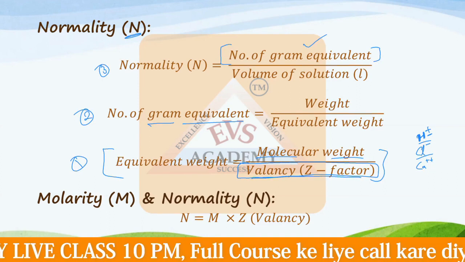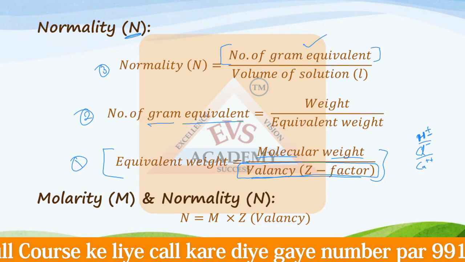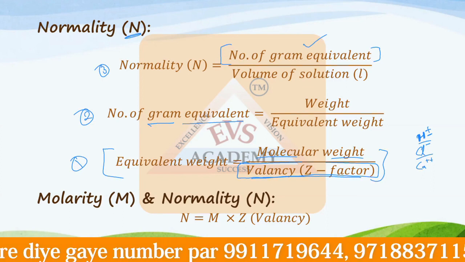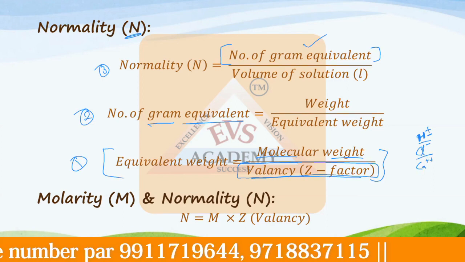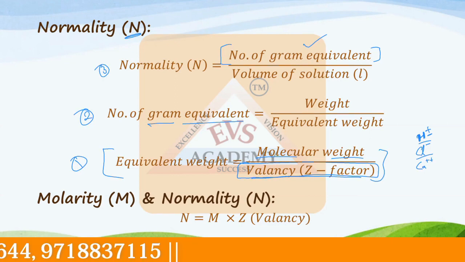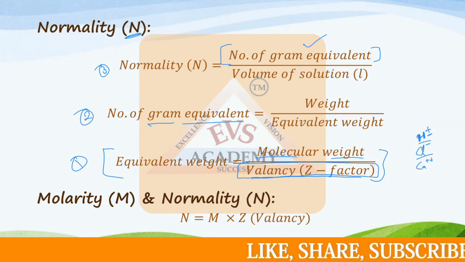But what if it is any other solution, like calcium sulfate, for example, CaSO4? Now the valency factor is 2 for the calcium. So now that particular calcium sulfate solution will have a different normality and a different molarity. So the only thing defining the difference between normality and molarity is the Z factor or the valency factor.